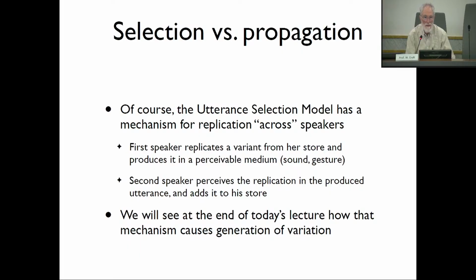So if the first speaker produces a novel variant, then the second speaker will add that novel variant to their store too. So that's how you get the transfer process. And we will see at the end of today's lecture how that mechanism causes generation of variation, namely that mechanism for replication, quote, across speakers, because it's conversation, communication, interaction between two speakers. I'll explain that in more detail this afternoon.